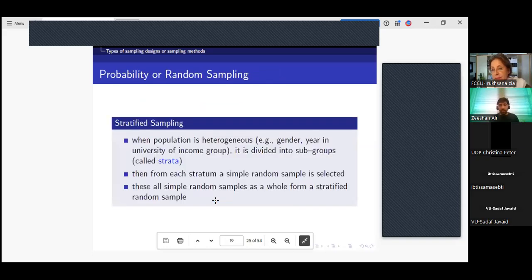The second type is stratified sampling. Simple random sampling is usually used when we have homogeneous units in our population. But when we have heterogeneous units, or when we are interested in the heterogeneity of the population, for example, if we want to select a sample based on gender or income group, then we first divide the population into homogeneous groups, and then from each group we pick a sample. And this is called stratified sampling.